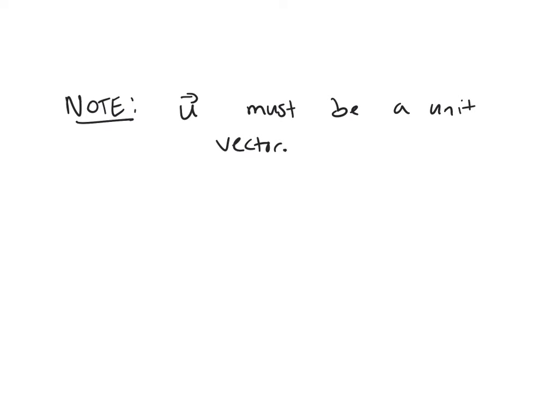So we're going to look at another example involving directional derivatives, but I do want to make one note before we do this. Remember that the vector u must be a unit vector. If it is not, you're going to have to turn it into a unit vector. We're going to have to divide by the magnitude. So let's look at an example.